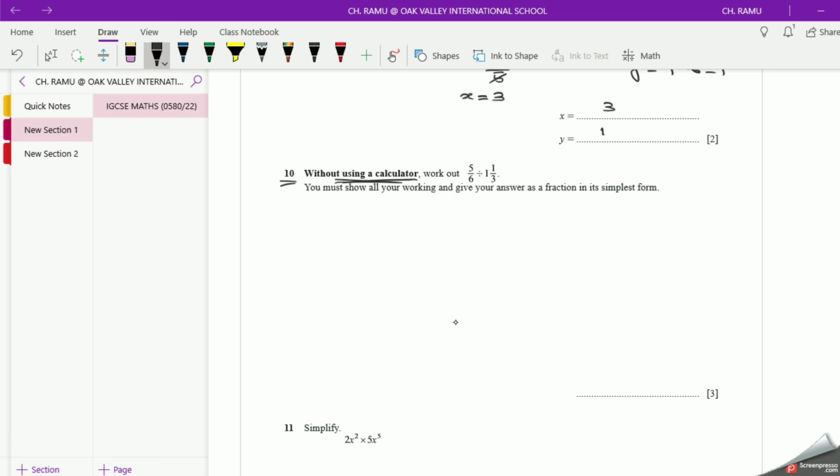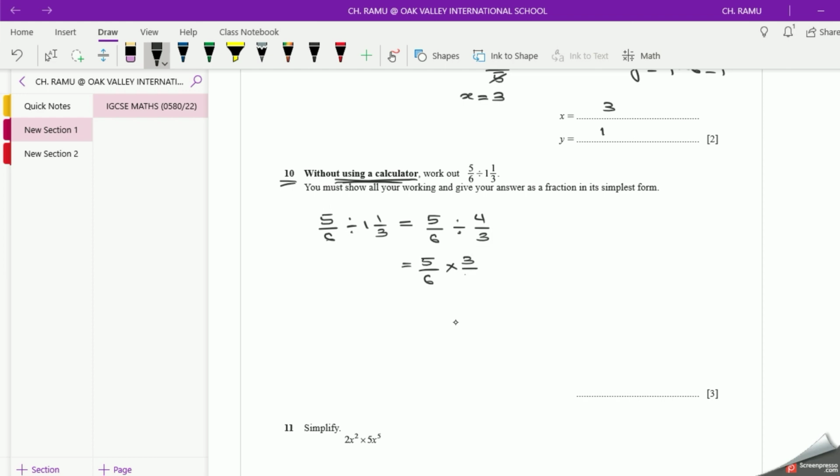You must show all your working and give your answer as a fraction in its simplest form. Now take 5 by 6 divided by 1 by 3. First of all, 5 by 6 divided by, it is a mixed fraction. Change the mixed fraction to an improper one. 3 1s are 3, 3 plus 1, 4 by 3. That is 5 by 6. Division becomes multiplication. 4 by 3 becomes 3 by 4.